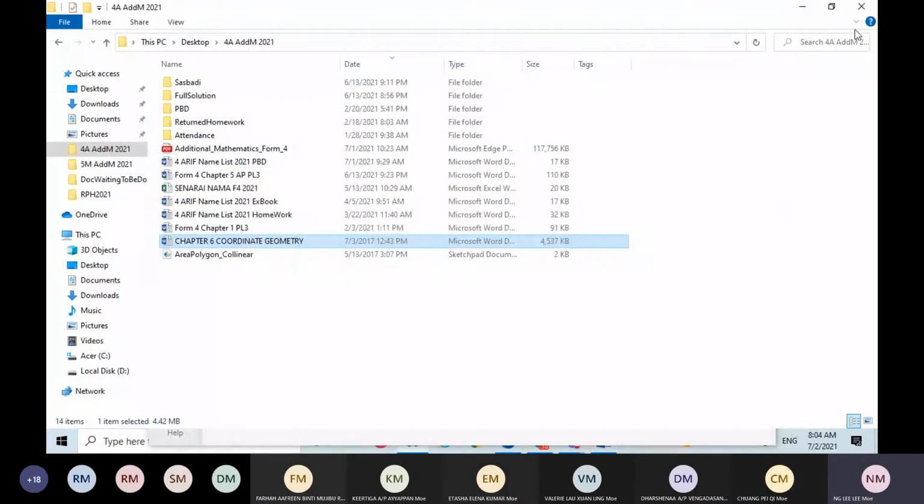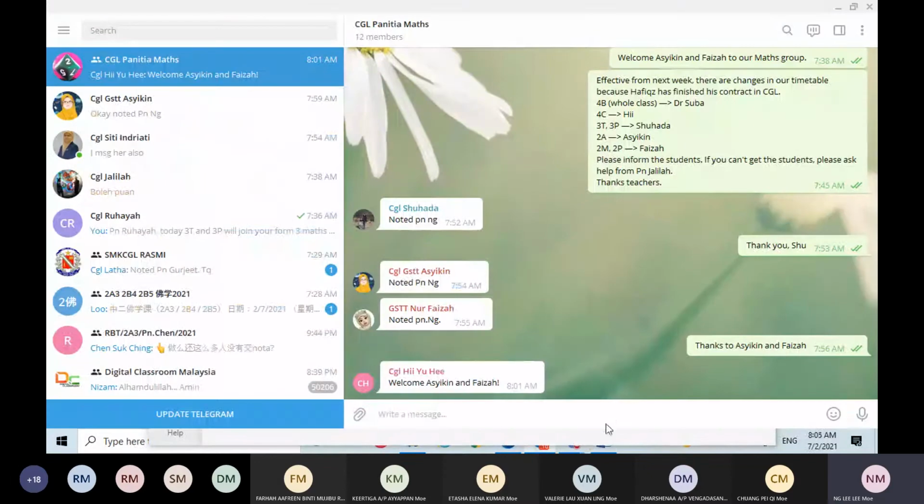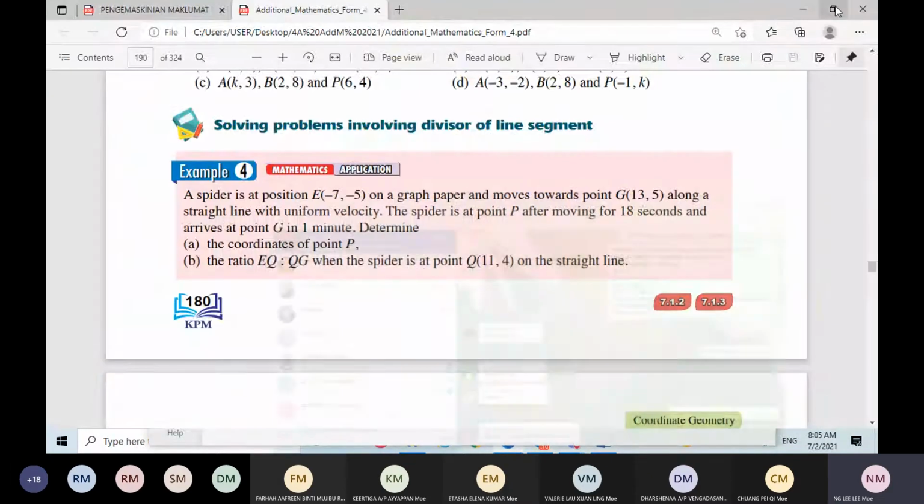Okay, we will continue a bit from your textbook. We don't write the index first. So this one you just continue. Actually, this one I plan to finish yesterday. Okay, can you see my textbook? Can see, teacher. Okay, thank you.